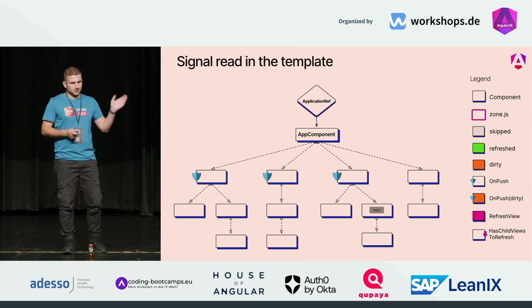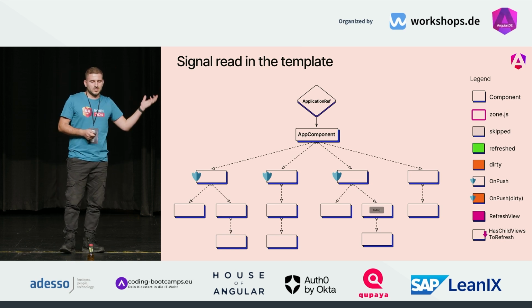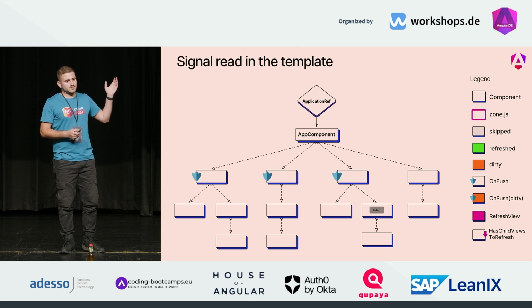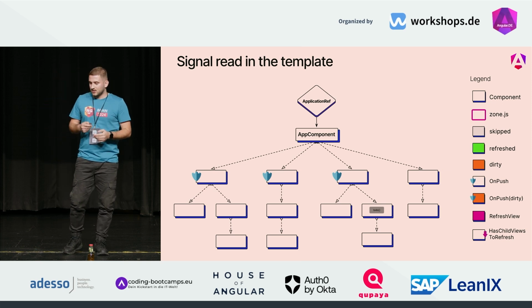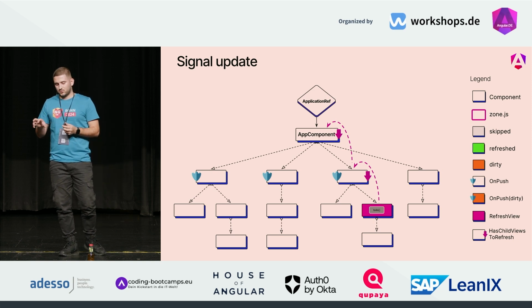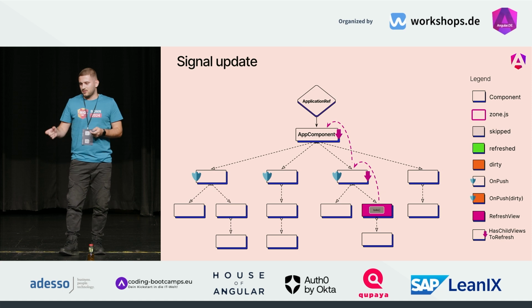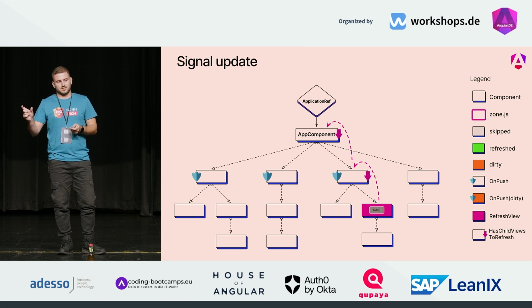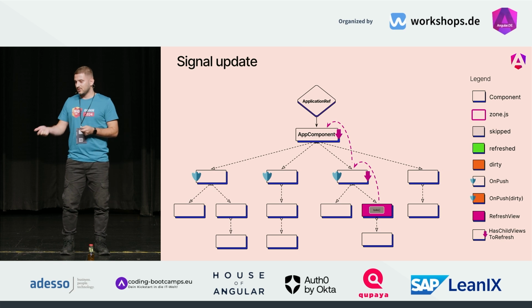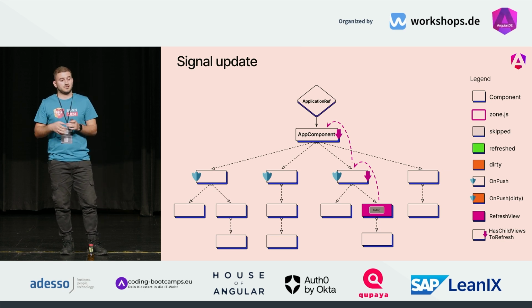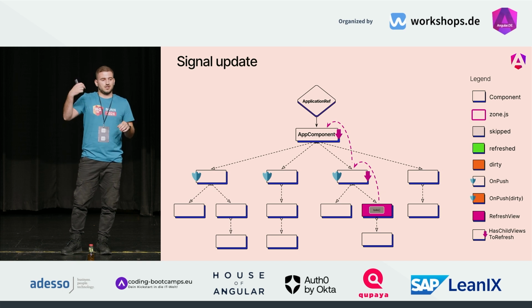Let's say now instead of the click binding or the async pipe, we just have a signal in our template, a todo signal. Of course, the moment that we call something like onClick set, that signal will mark that component template or consumer as dirty. And at the same time, it will do the same thing as the dirty marking did: go through all the ancestors and mark them as has child views to refresh.